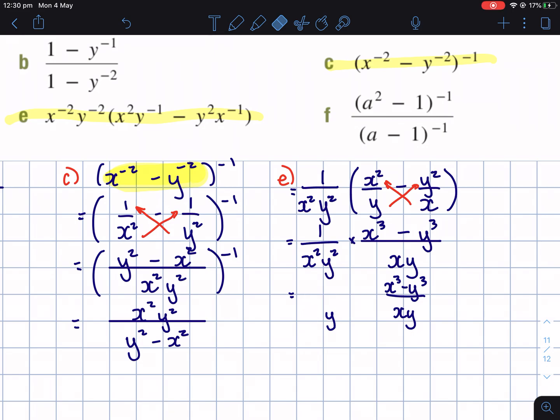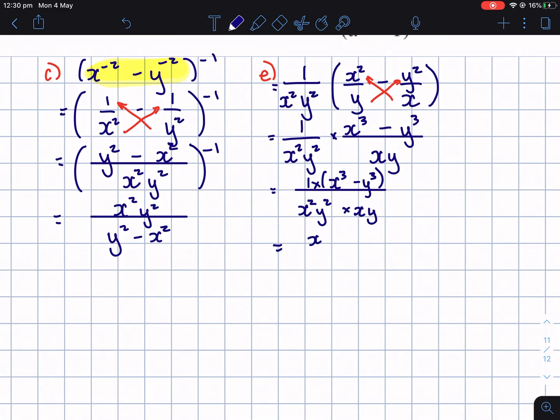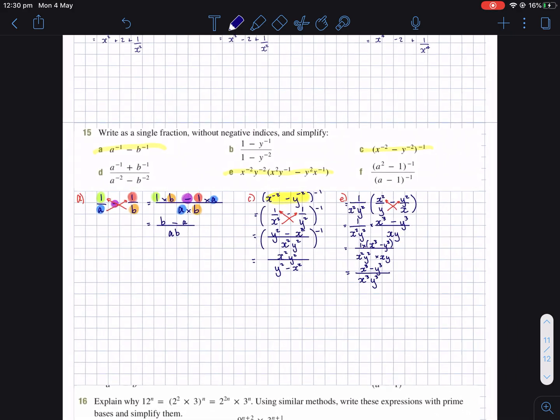And what happens is, we can just go, well, that's 1 times x cubed take y cubed. And this is x squared y squared times x, 1, y, 1. So this is the same as x cubed take y cubed over x cubed times y cubed. Huh.